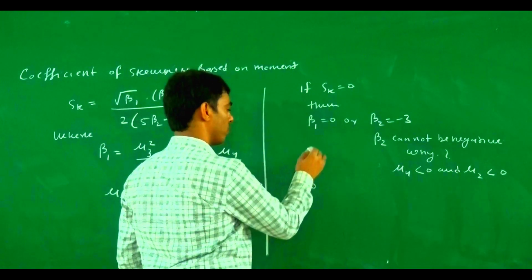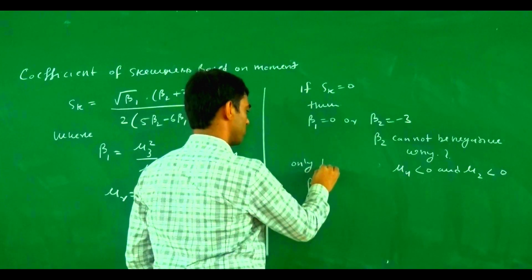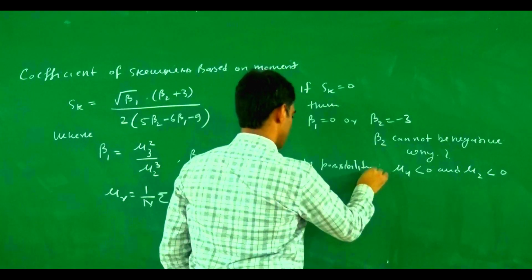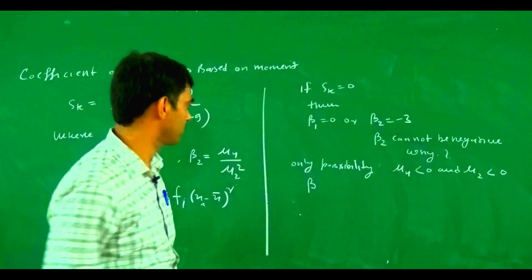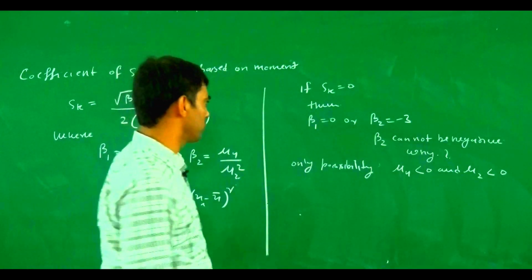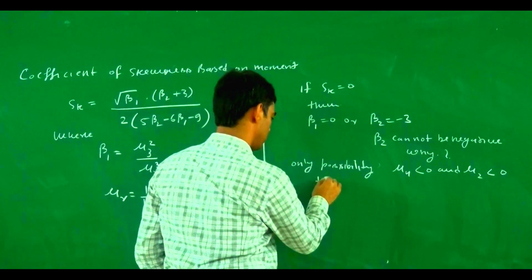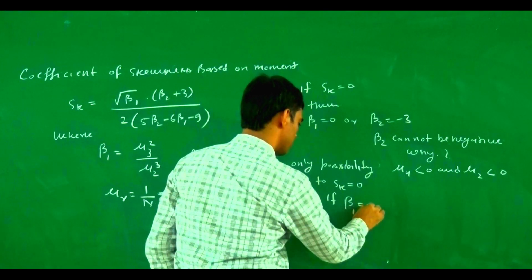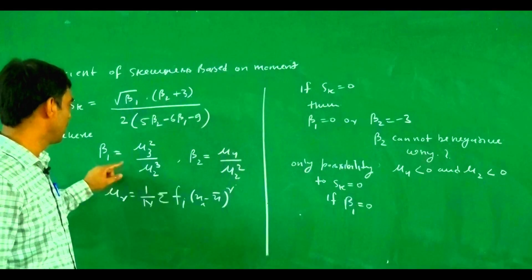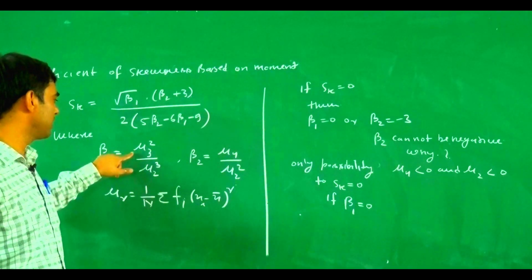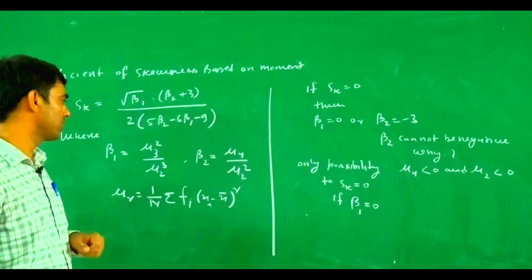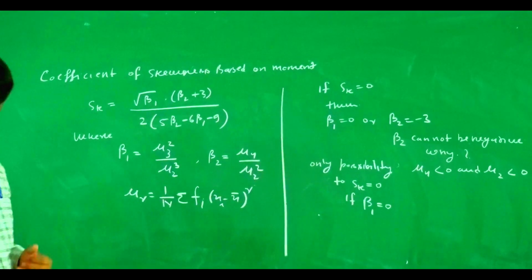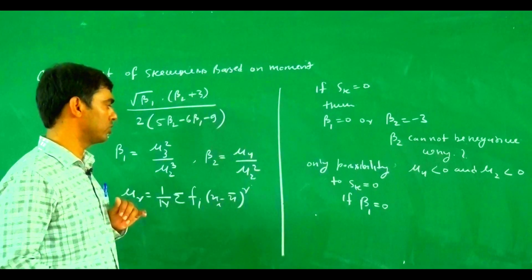So the only possibility for SK to equal 0 is if and only if beta 1 equals 0. And if we closely observe, beta 1 equals mu 3 square upon mu 2 cube.